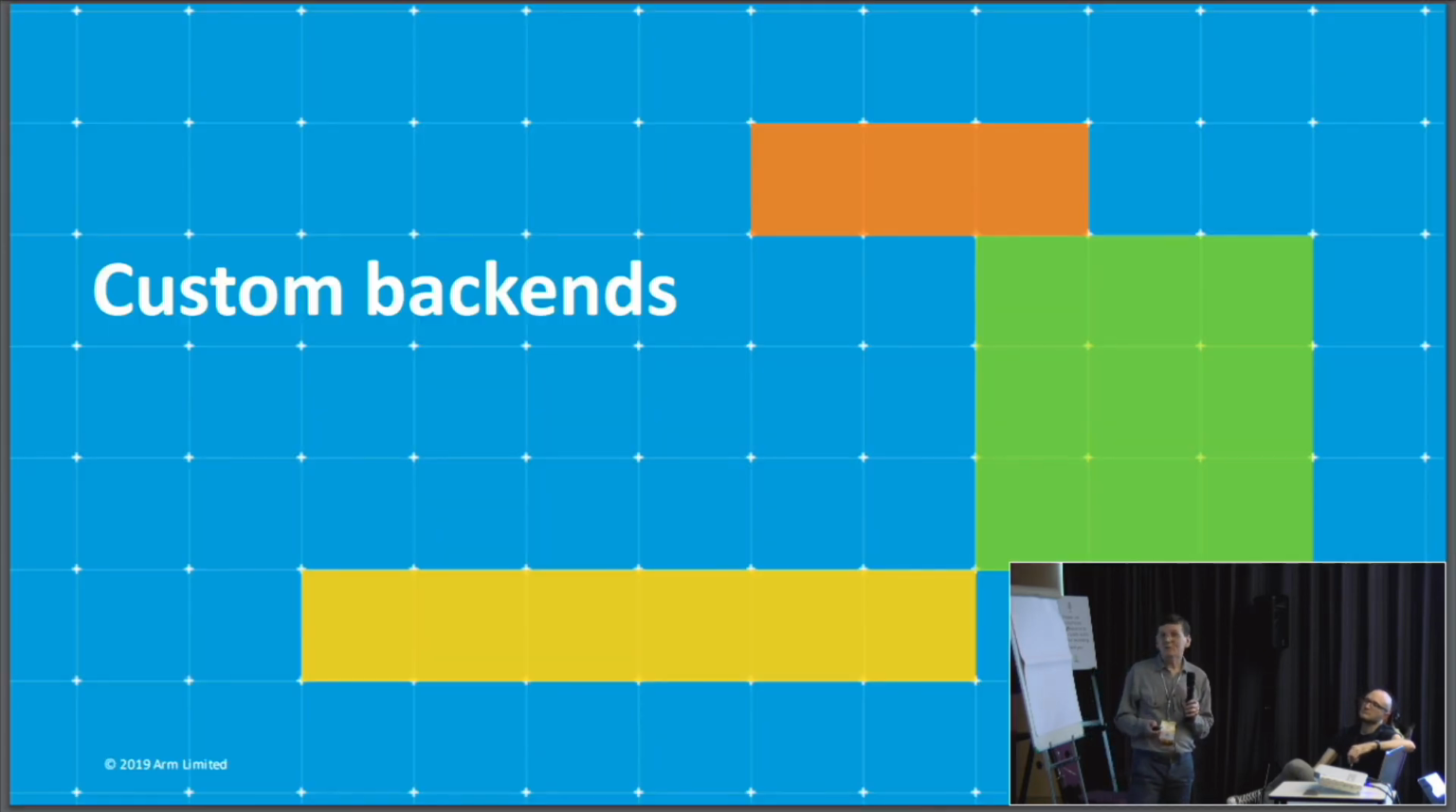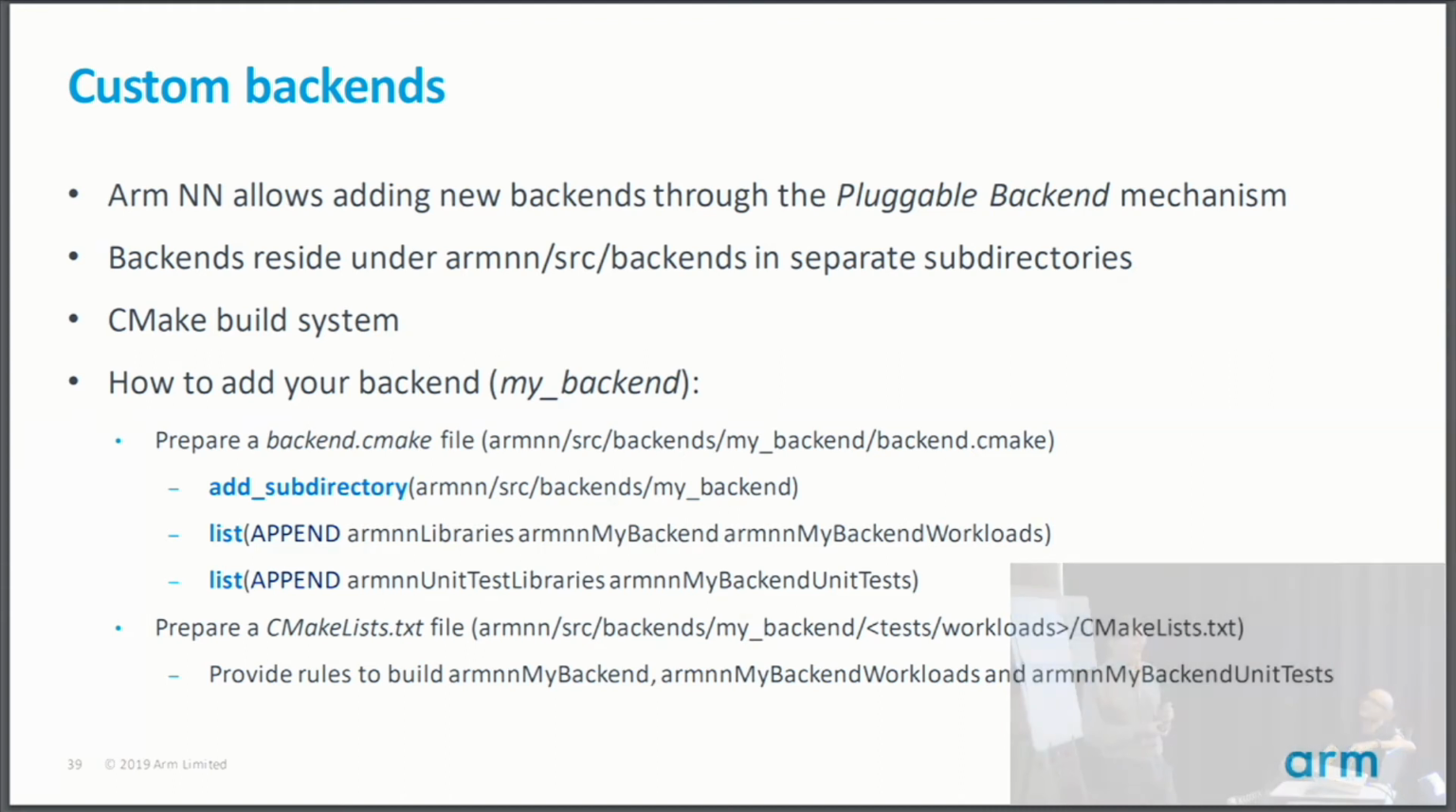So now we'll move on to how to write your custom backend. Arm NN allows adding new backends through what's been referred to as the pluggable backend mechanism, and you can have them built into the Arm NN library by providing the appropriate source files and make files in a separate directory under the Arm NN source backends subdirectory in the Arm NN source tree. We use the CMake build system for this, so you have to provide the appropriate CMake files.